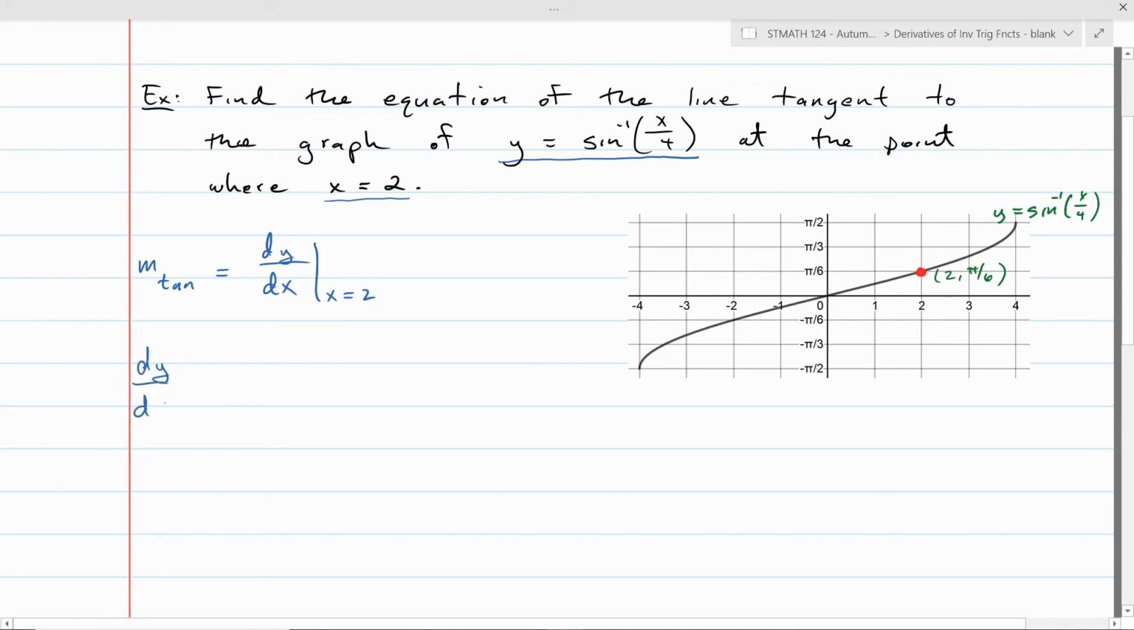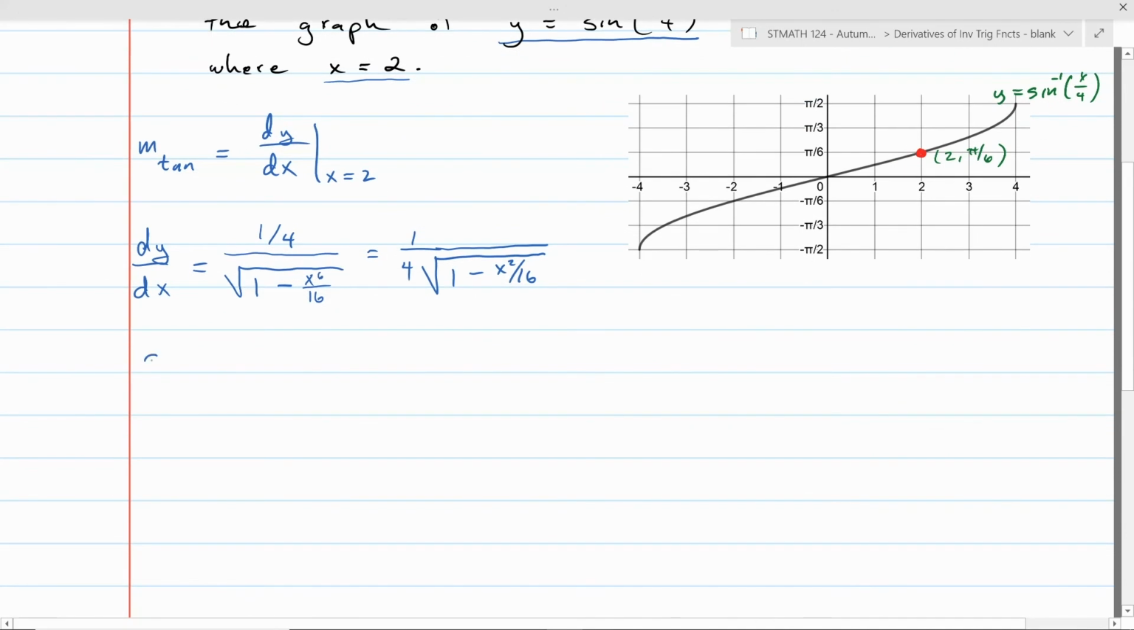Well, dy dx, if I use my formula for the derivative of sine inverse, I come up with 1 over the square root of 1 minus whatever's inside that sine inverse function squared. So that'd be x squared over 16. Then I've got to multiply times the derivative of the inside function, which is 1/4. So this is 1 over 4 times the square root of 1 minus x squared over 16.